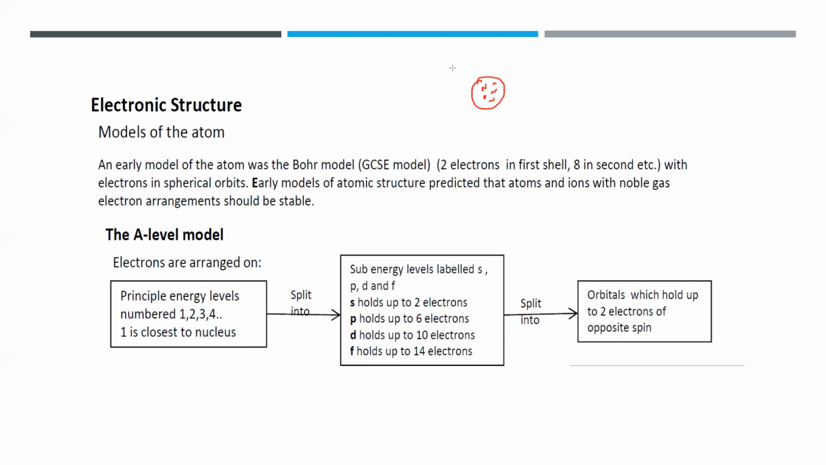Then we discussed that the first shell can have a maximum of 2, the second shell can have a maximum of 8, and so on. That is what we discussed in IGCSE O levels. But now you will learn the structure of an atom in detail.